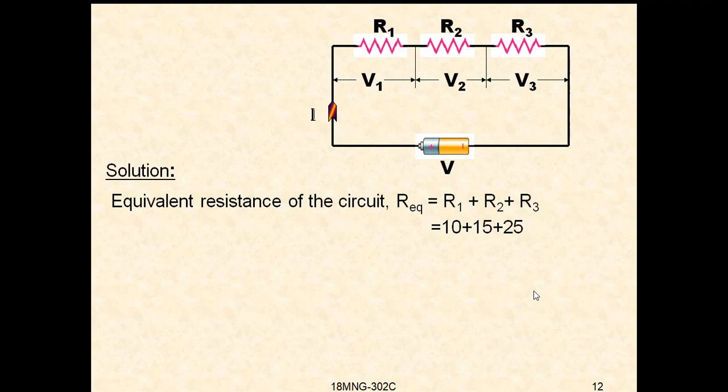Since there are three resistances, the equivalent resistance of the series circuit is equal to R1 plus R2 plus R3, which is equal to 10 plus 15 plus 25. So the total value of resistance, equivalent resistance, is 50 ohms.